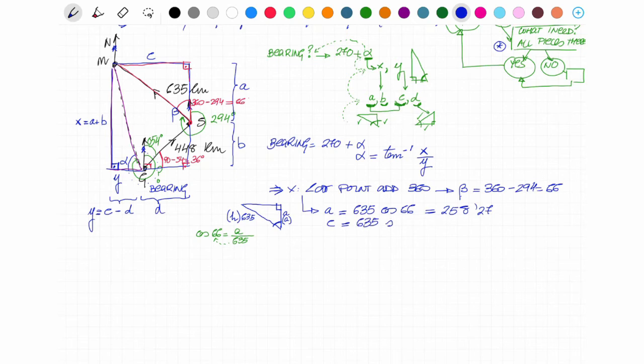Now I'm going to get C at the same time because it would be the opposite side. So now it's going to be 635 times the sine of 66. And if you do that, it gives you 580.10. Mental check: none of these two numbers is bigger than the hypotenuse itself. So I know I didn't do anything weird there.